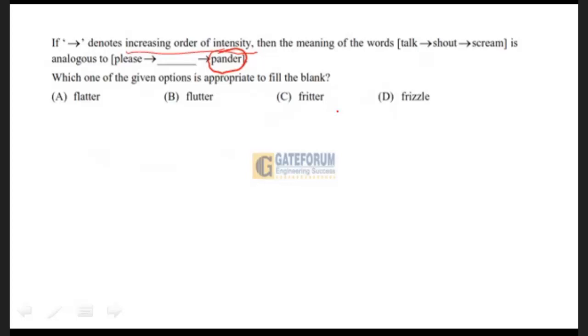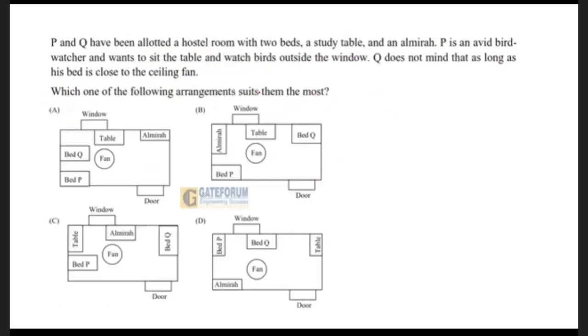So they are very far away from the meaning. So the answer would be flatter. So it makes perfect sense. Pleasing, flattering, and pandering. They are perfectly in harmony. The next one.